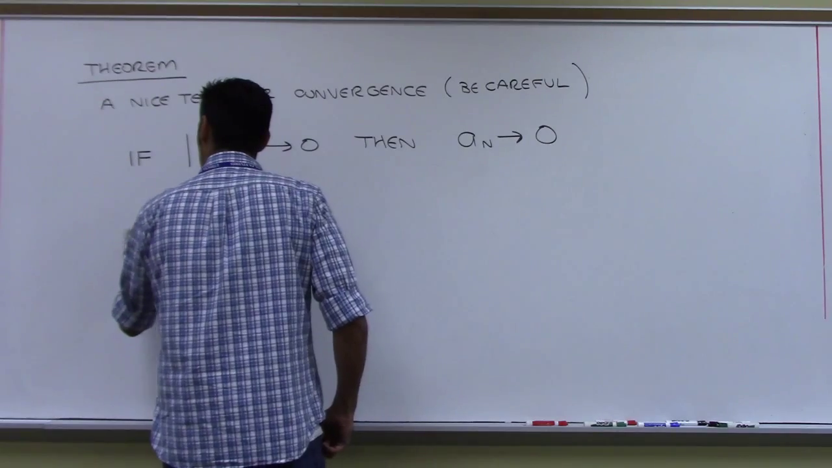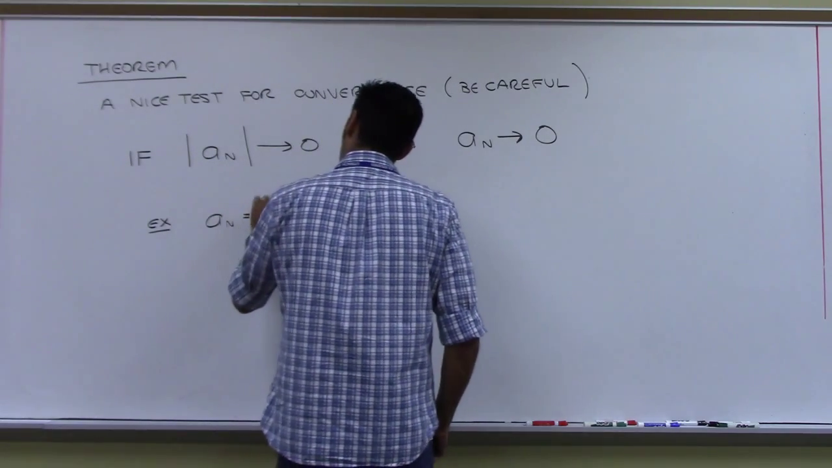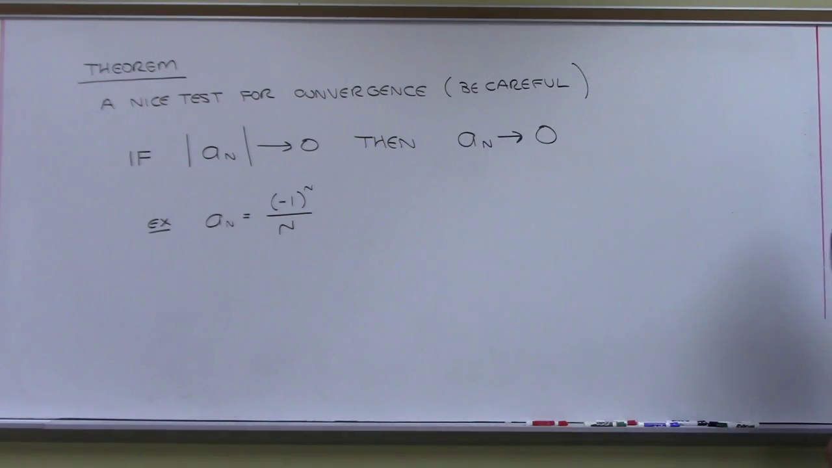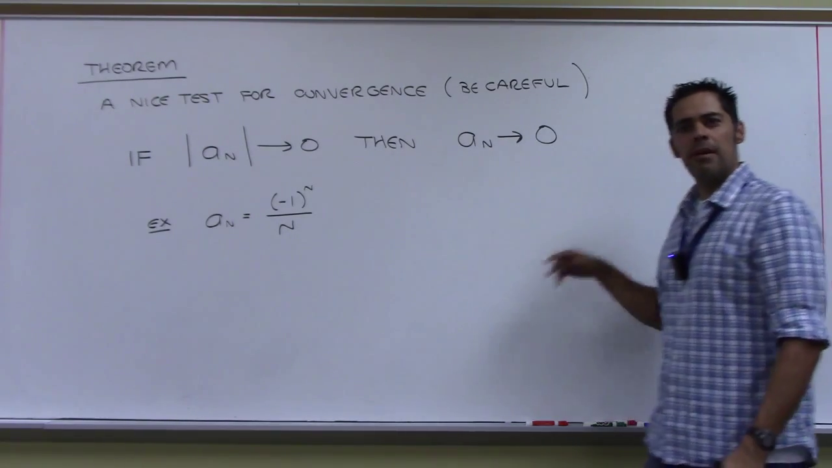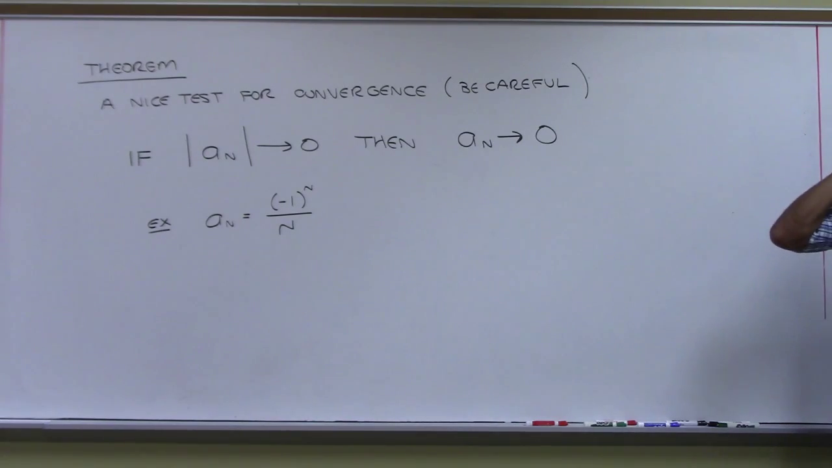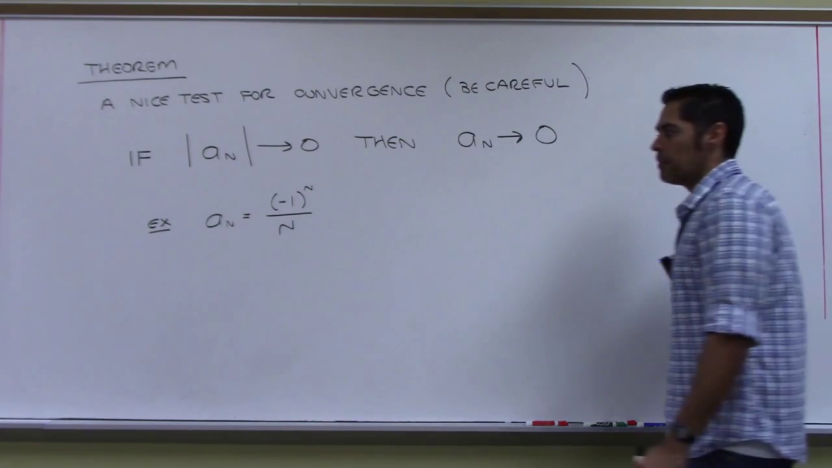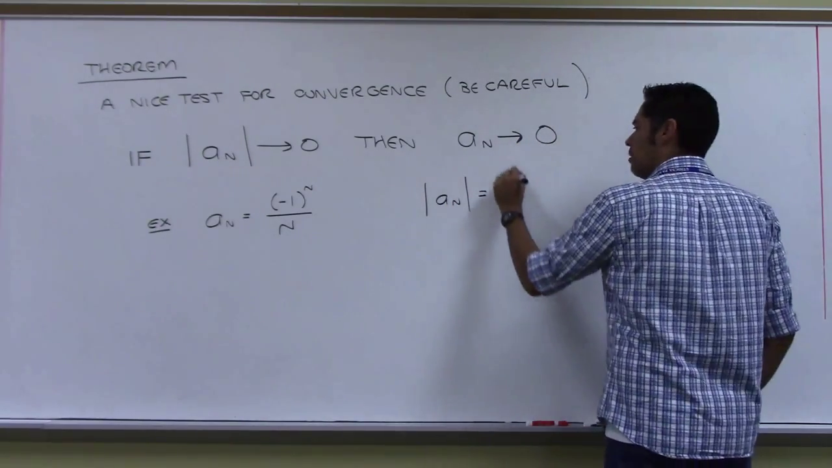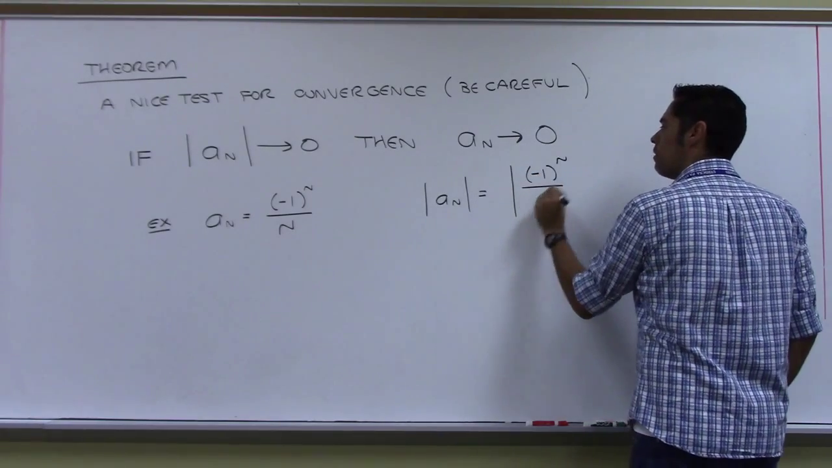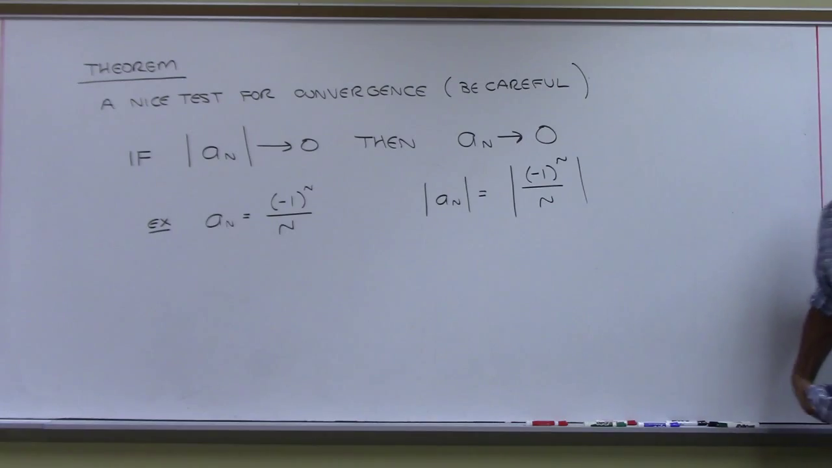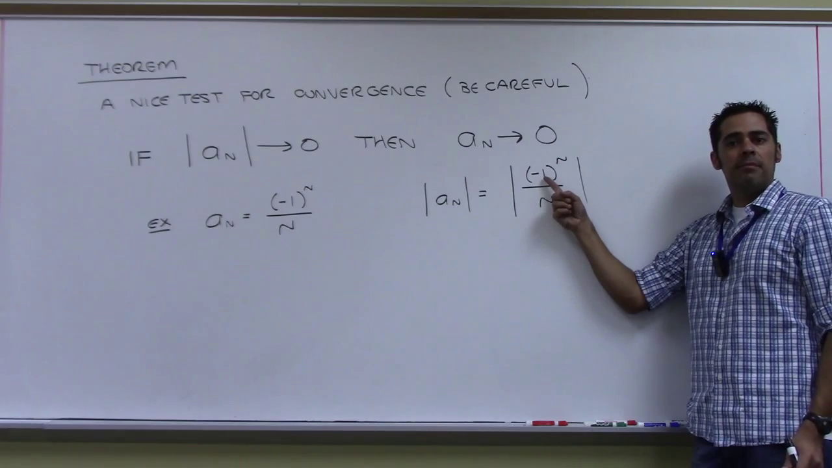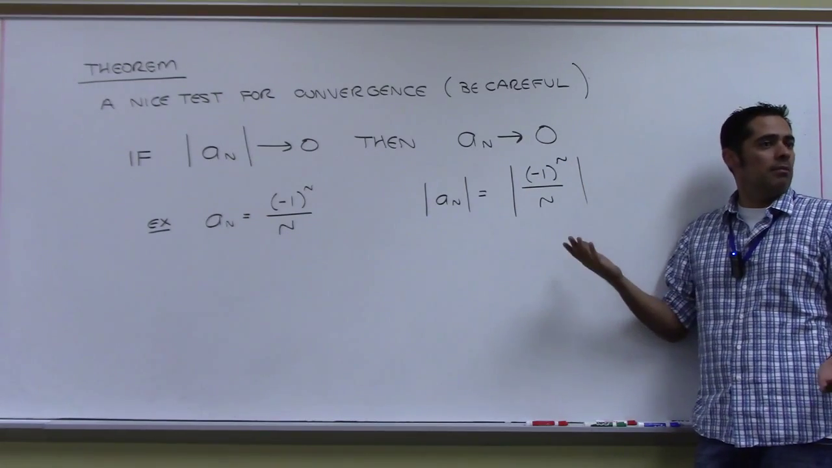As an example, let's look at the sequence that we looked at earlier. -1 to the n over n. We did that earlier, we kind of graphed it a little bit, and we just worked through it mentally. But let's see how this theorem would work. First of all, what is the absolute value of a sub n? Well, -1 to the n over n, absolute value, right? So let's say I plugged in some numbers here. Like I plugged in 1, I would get a -1 there, right? And I take the absolute value of -1, and that would be what? 1.